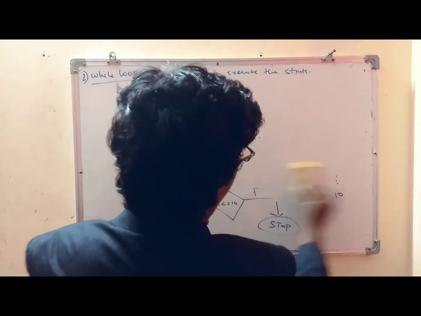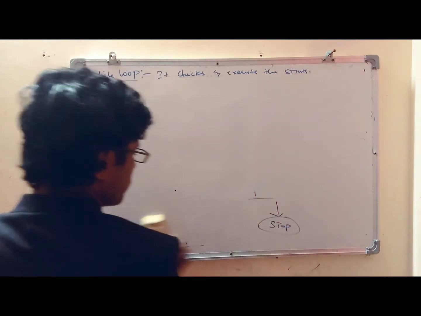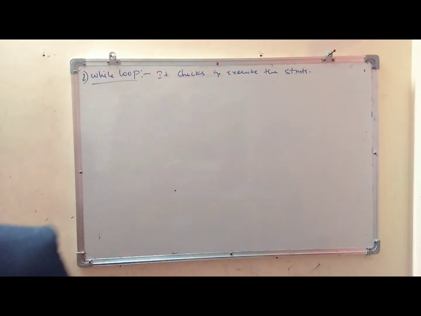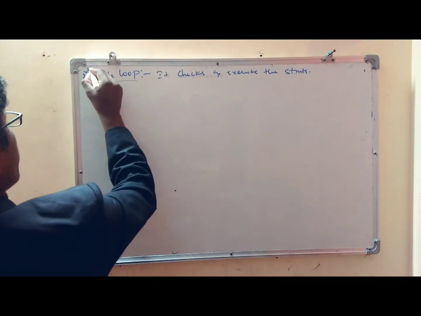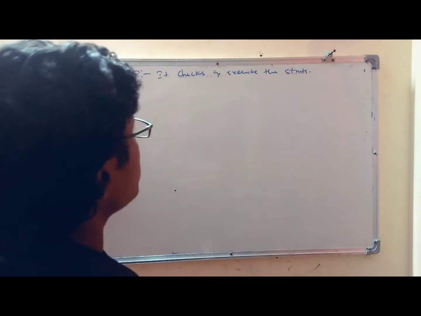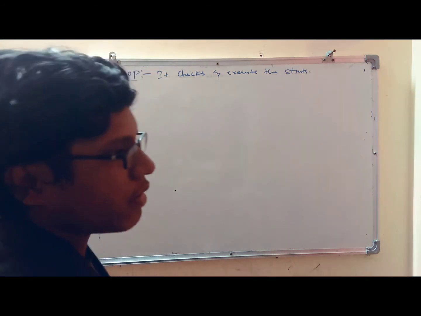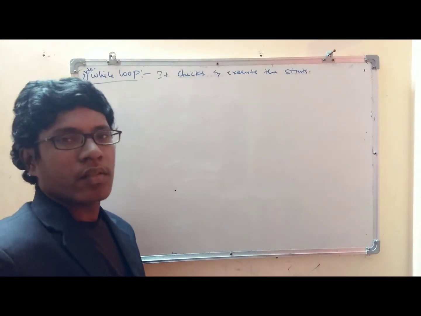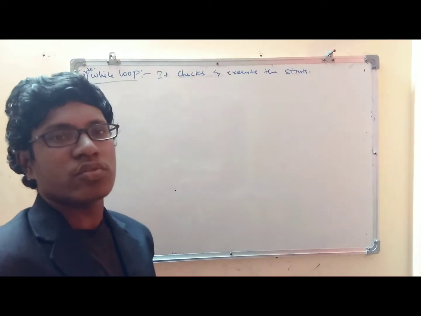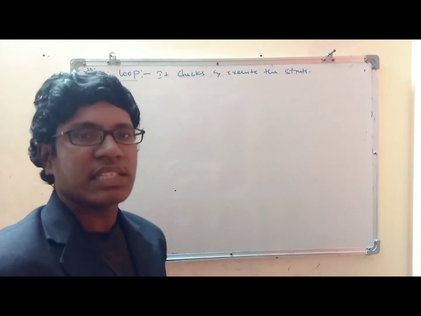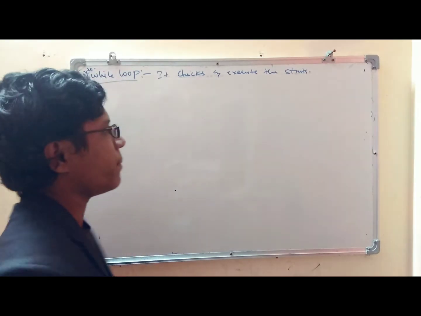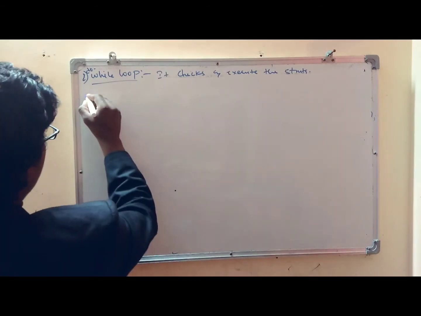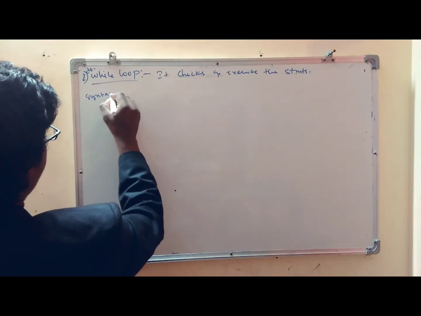After that, do while. So do while is also nothing but it checks and executes the statement. But the body of the loop executes at least once, whether the condition is satisfied or may not be satisfied. Okay.